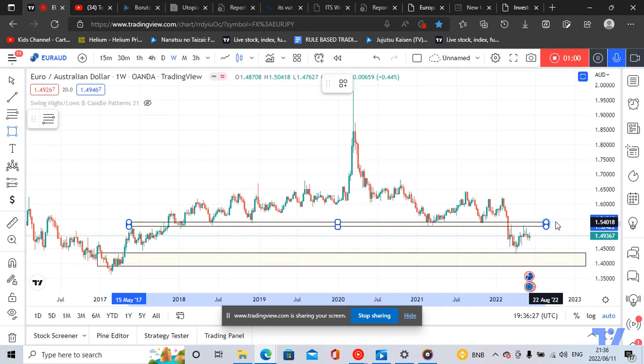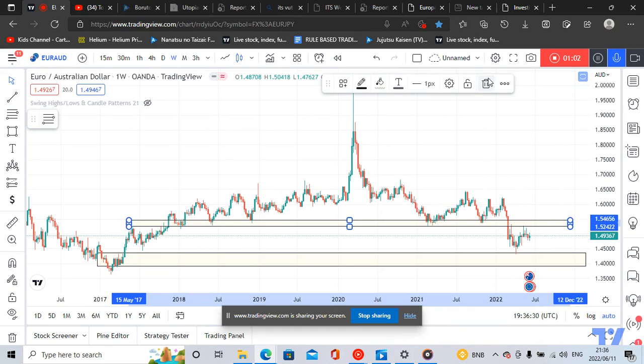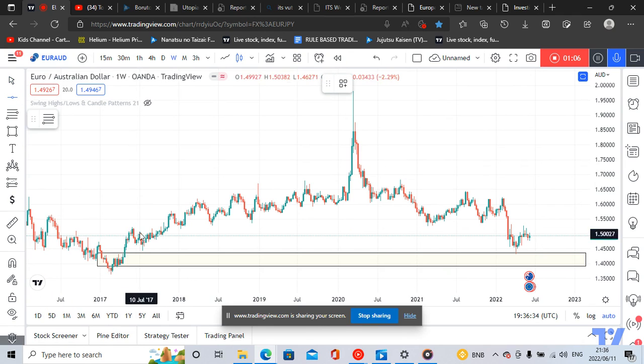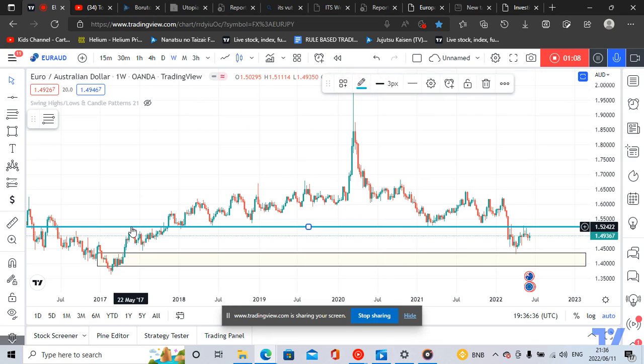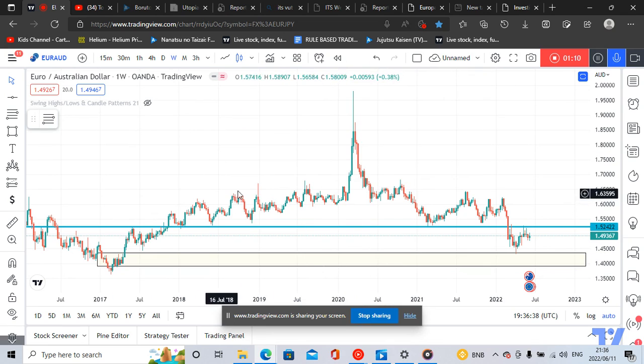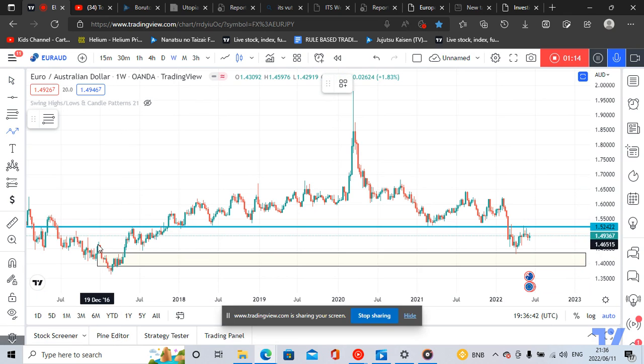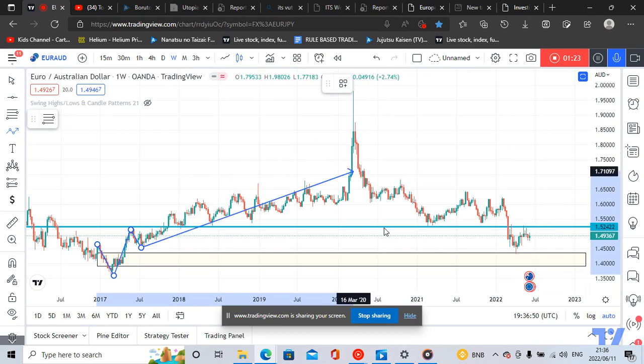I'm just checking the areas which are significant on the market. Same as here, this area is highly significant. Actually, let me just use a horizontal line so that you can see this properly. You see, this area here is very significant on the market. You can tell the way the market was moving. It went down, then up, down, then it broke this resistance here. Just after breaking the resistance, it went up.